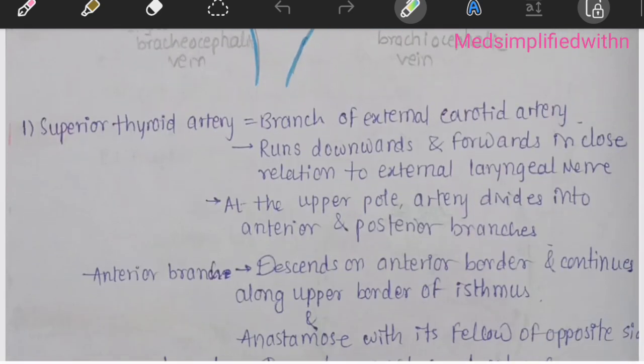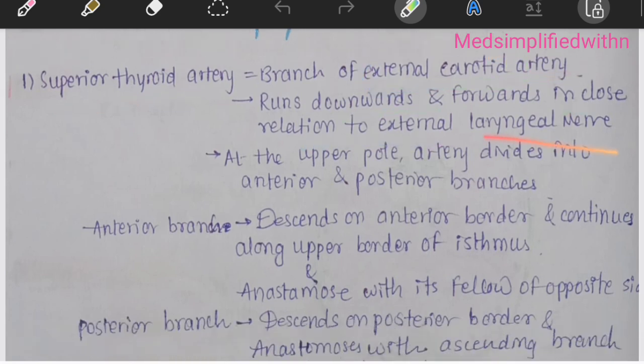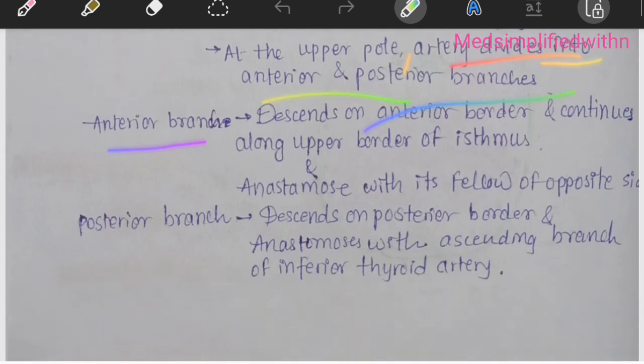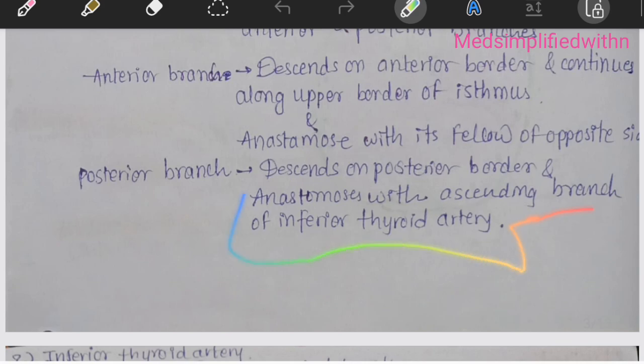Next, we will see about the theory, that is the arterial blood supply. First one is by the superior thyroid artery, branch of the external carotid artery. It runs downwards and towards in close relation to external laryngeal nerve. At the upper pole, artery divides into anterior and posterior branches. Anterior branch descends on the anterior border and continues along the upper border of the isthmus and anastomoses with the fellow of the opposite side. Posterior branch descends on the posterior border and anastomoses with the ascending branch and inferior thyroid artery.